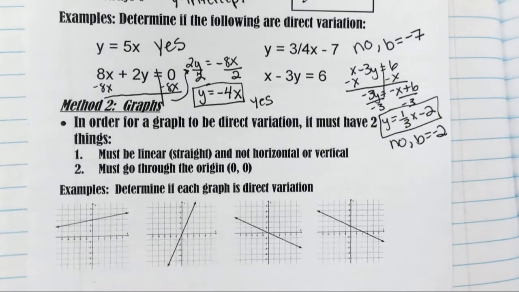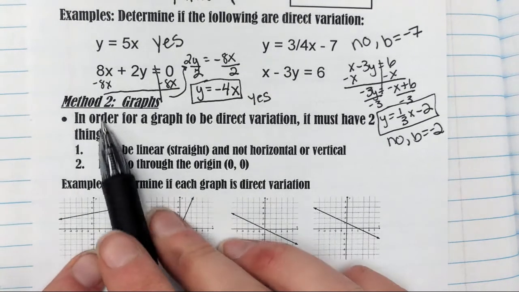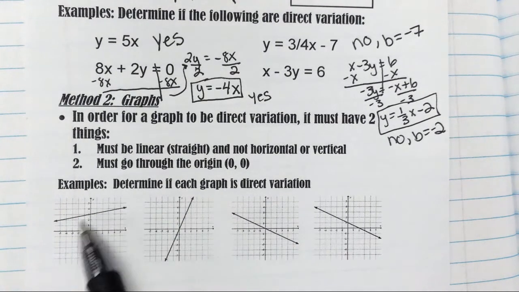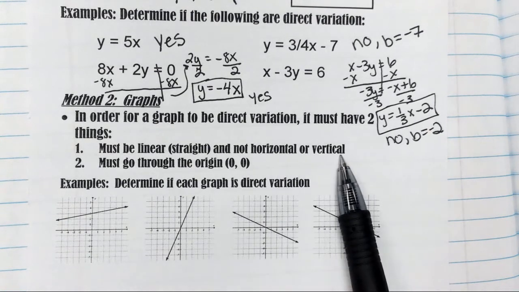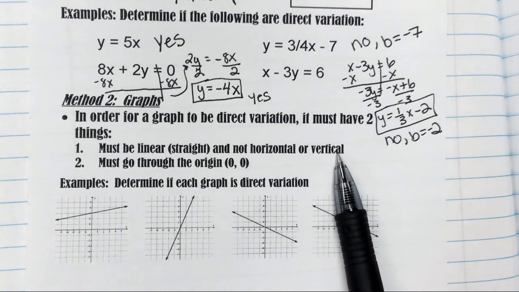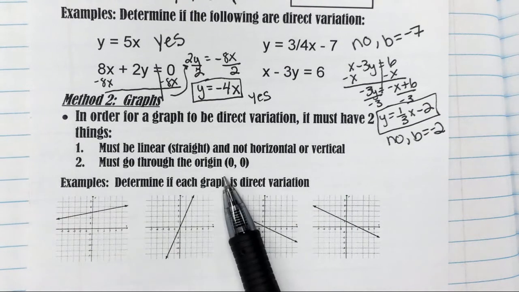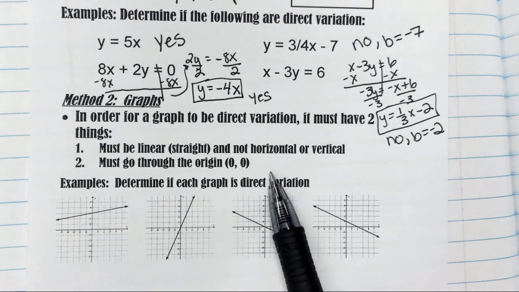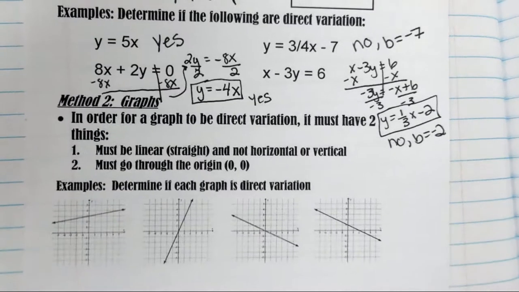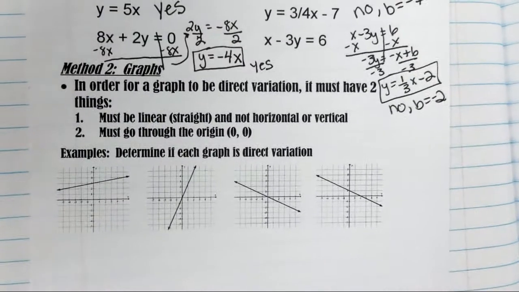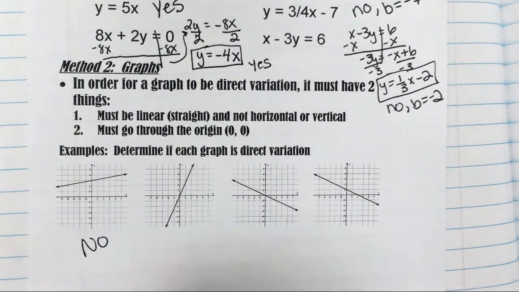All right, second way to tell if something is direct variation or not, you can look at a graph. Two things must be true. It must be linear or straight and not horizontal or vertical. So horizontal lines and vertical lines are not direct variation. And number 2, it must go through the origin or the point 0, 0. So examples, determine if each graph is direct variation. Example number 1 is going to be no, because it does not go through the origin.